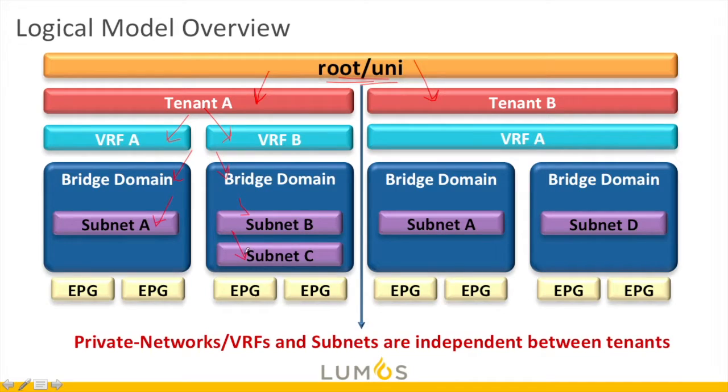Kind of like if you have an SVI in a traditional networking environment, go to VLAN 100, IP address 192.168.1.1 255.255.255.0, and then you can do a secondary one, and that would be something like that. So you can't put more than one subnet in a given bridge domain. And then we can have multiple EPGs that are connected to a given bridge domain.